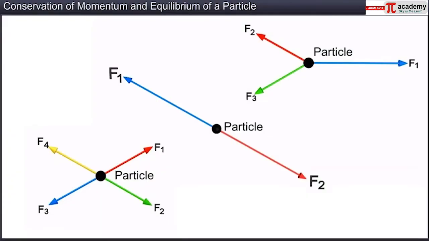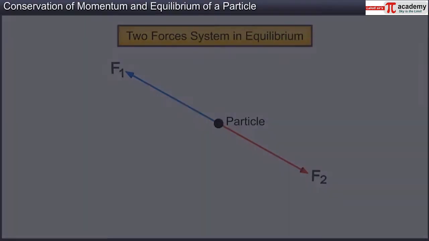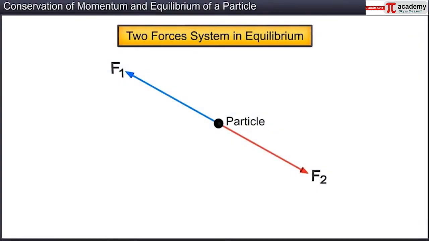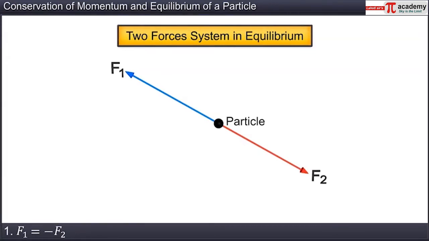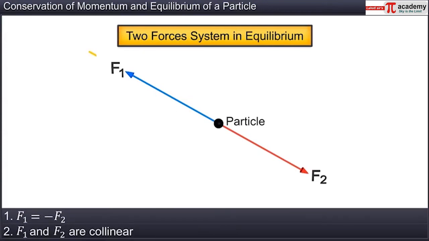Let us check out the equilibrium of a particle with multiple forces acting on it. When two forces act on a particle and keep it in equilibrium, then both forces must be equal in magnitude but opposite in direction. And the two forces must be collinear. That is, the line of action of the two forces must be the same.